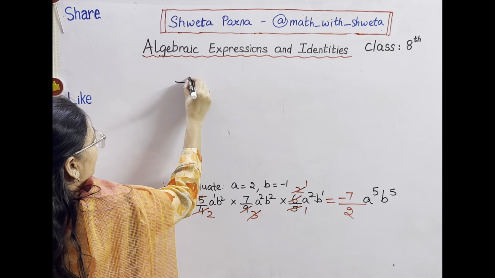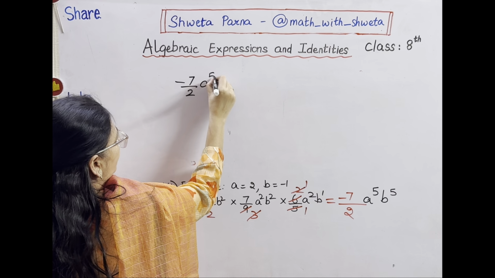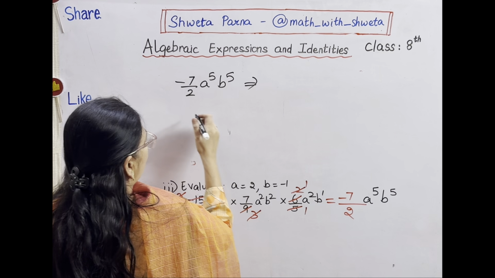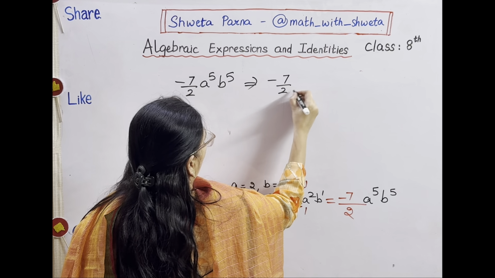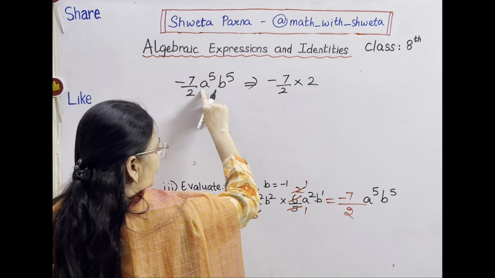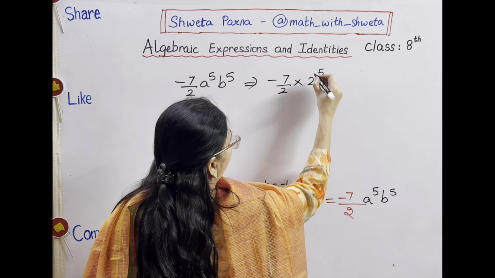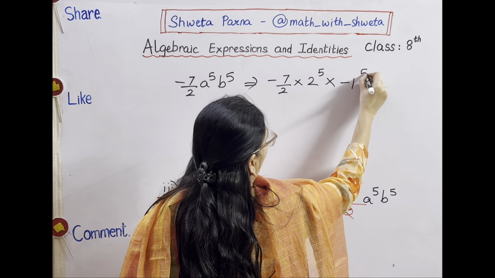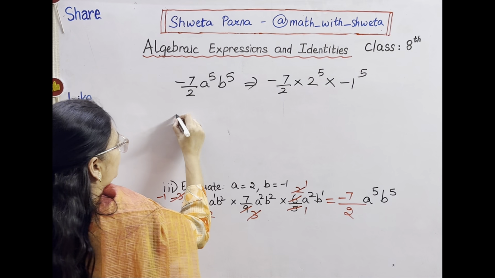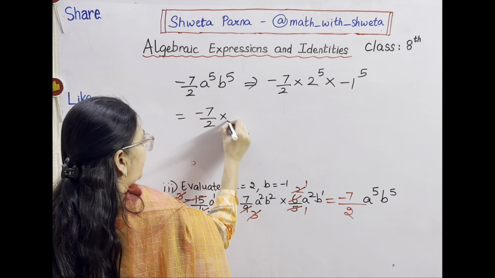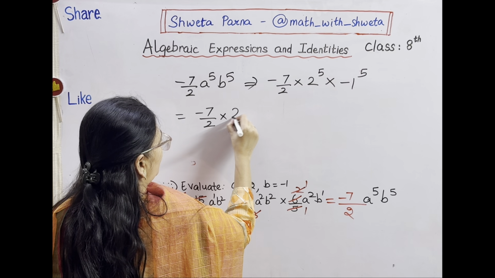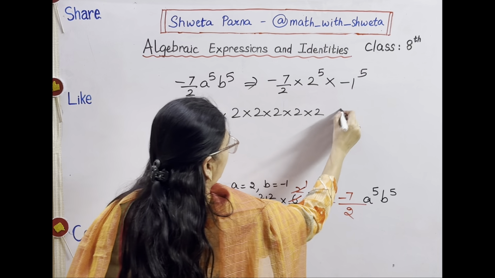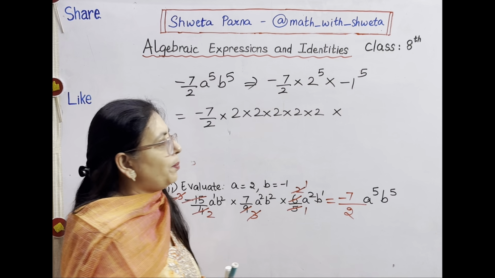So you got minus 7 upon 2, a raised to 5, b raised to 5. What is the value of a? It is 2. So this will become minus 7 upon 2 into 2 to the power 5 into b value, minus 1 to the power 5. So this is minus 7 upon 2 into 2 you are going to write 5 times, 1, 2, 3, 4, 5, times minus 1 to the power 5.